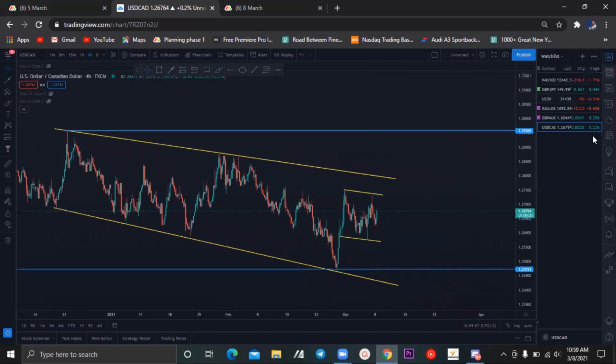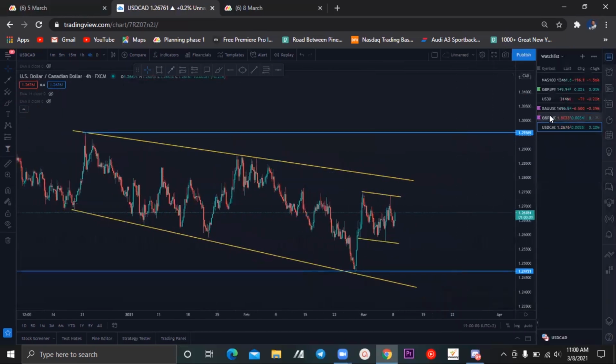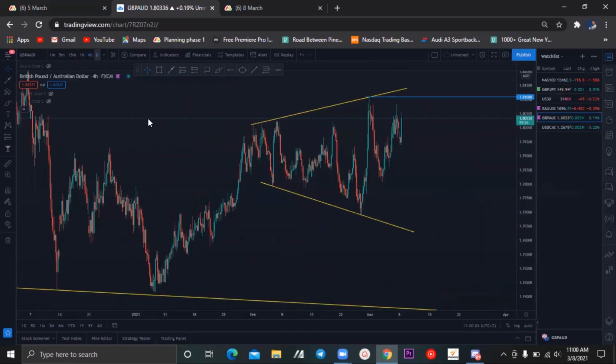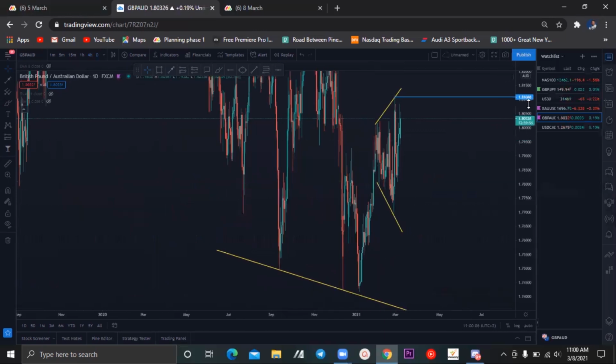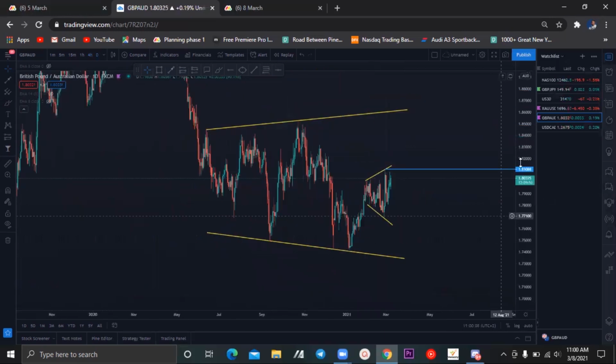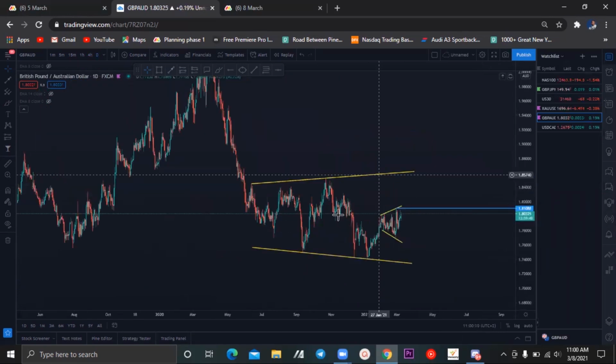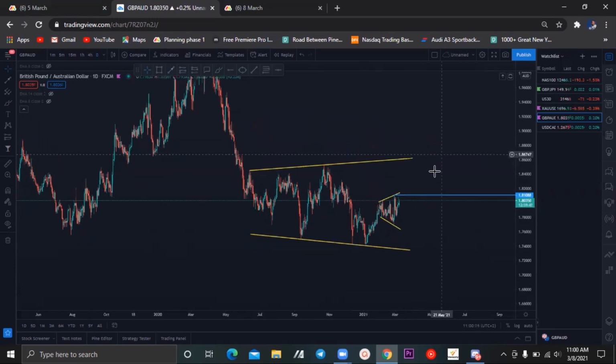So another pair that I'm going to break down is pound AUD. Let me just go back to a daily time frame so that you can clearly see why I draw my structure the way I draw it. So on pound AUD, guys, you can see that we have this expanding channel here. You can clearly see we have first touch, second touch. We are possibly looking for a third touch somewhere in this area.